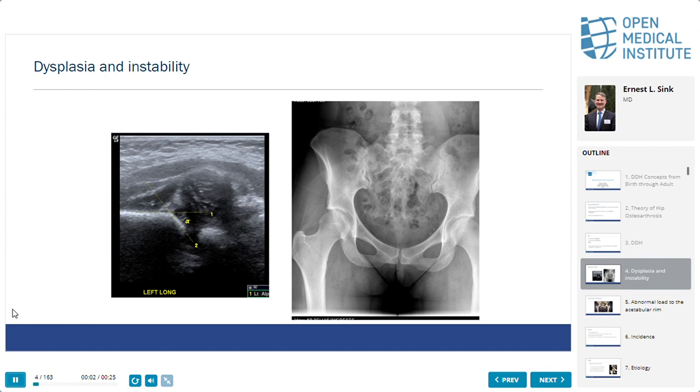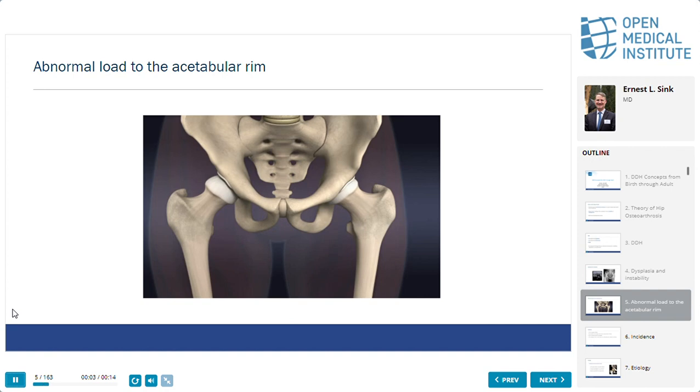So here's a true dysplasia. This is the femoral head dislocated in a newborn. And this is instability and dysplasia, where even though the socket is flat, the volume of this acetabulum is not enough in this female with ligamentous laxity to support the femoral head. So you can see in a given day, you see all versions. It's an abnormal load to the acetabular rim in the skeletally mature person where all the forces are here, and you can get injury to the rim, labral complex, and eventual osteoarthritis.